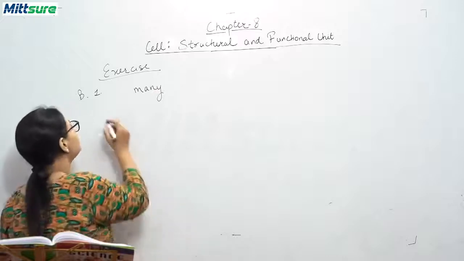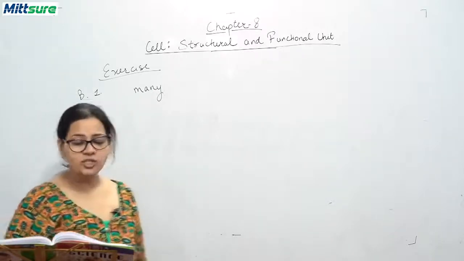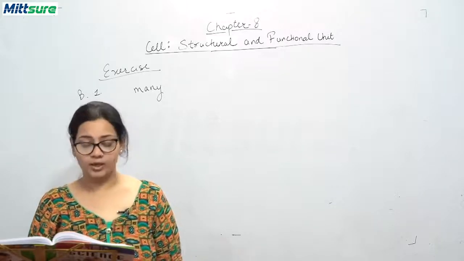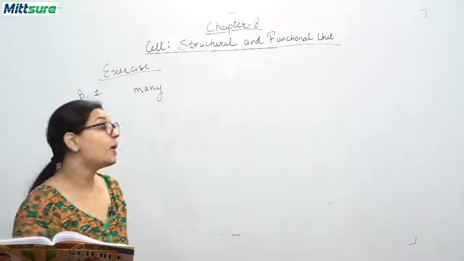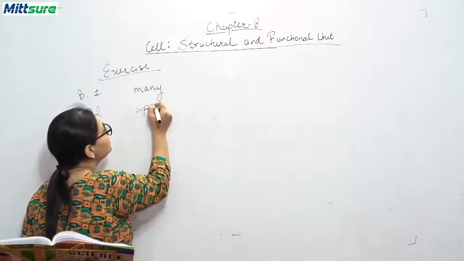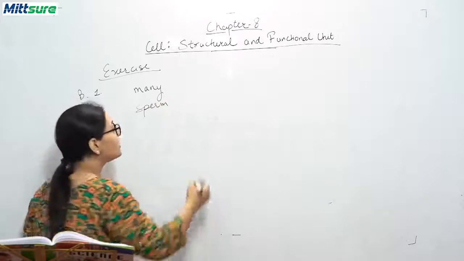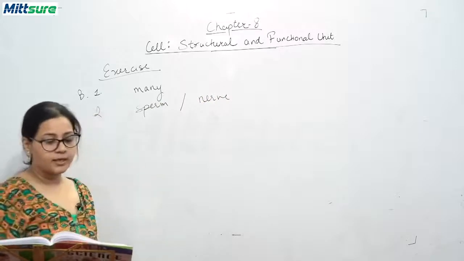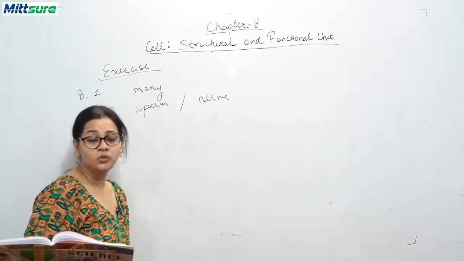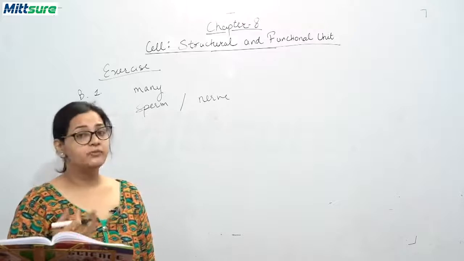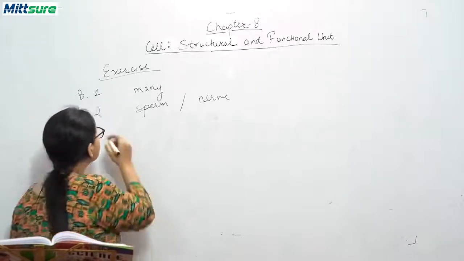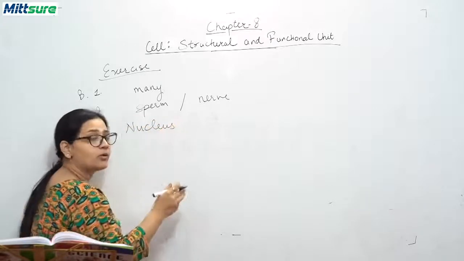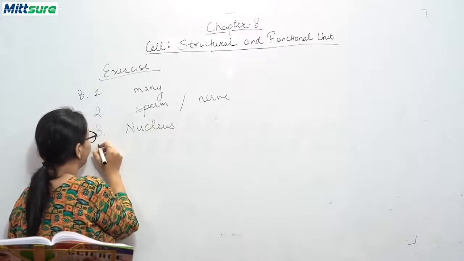Now, second question. Dash is the smallest cell in our body, while dash cell is the longest one. The smallest cell in our body is the sperm cell, okay? And the longest cell is the nerve cell, or you can say neuron, okay? Next, third question. Dash is the controlling center of all the activities of the cell. So, the correct answer is nucleus. Nucleus is the controlling unit of the cell.